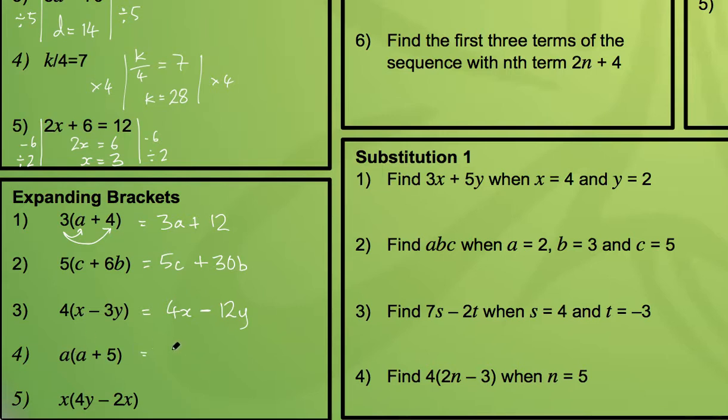A times a is a squared, not 2a, but a times a is a squared. A times 5 is 5a, and it's positive. X times 4y, I can't simplify that other than putting them all together, 4xy, normally in alphabetical order. X times 2x is 2x squared, with a minus sign in between. Followed through.